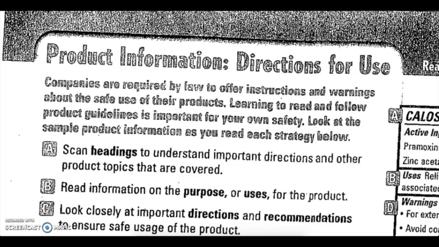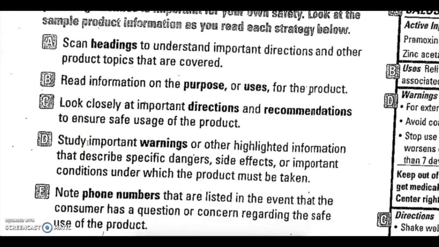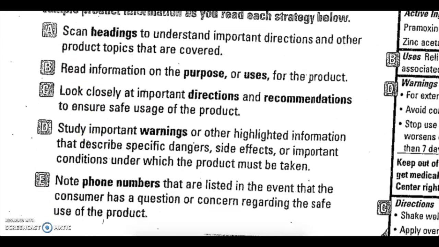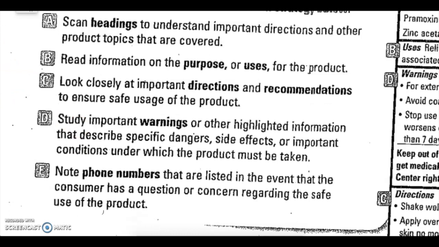Product information, directions for use. Companies are required by law to offer instructions and warnings about the safe use of their products. Learning to read and follow product guidelines is important for your own safety. Look at the sample product information as you read each strategy below. 1. Scan the headings to understand important directions and other product topics that are covered. B. Read information on the purpose or uses for the product. C. Look closely at important directions and recommendations to ensure safe usage of the product.